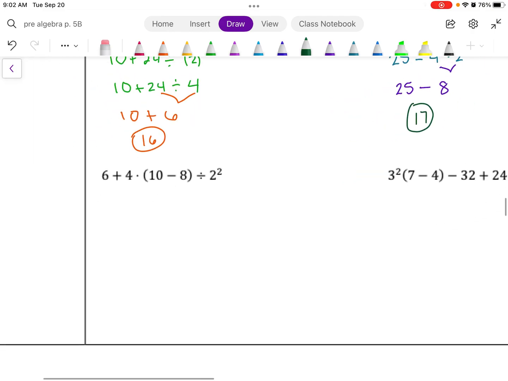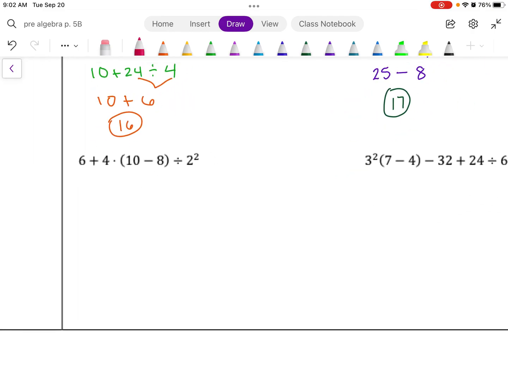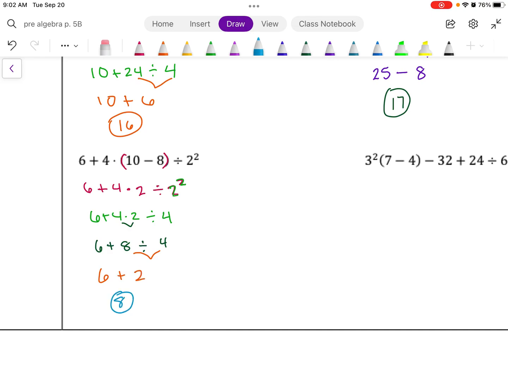2 more. 6 plus 4 times the quantity of 10 minus 8 divided by 2 squared. Parentheses first, 10 minus 8 is 2. So that would be 2 divided by 2 squared. Well, exponents next. 2 squared is 4. 6 plus 4 times 2 divided by 4. Well, now multiplication division, and we do that from left to right. So I see 4 times 2, which would be 8. And then 8 divided by 4 would be 2. So 6 plus 2, which is 8.